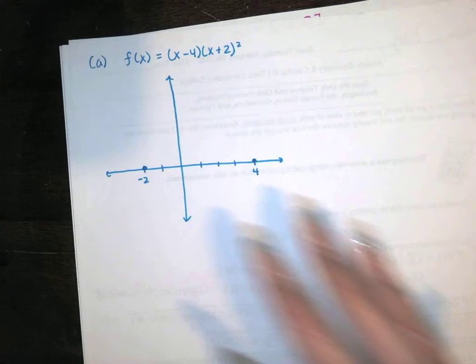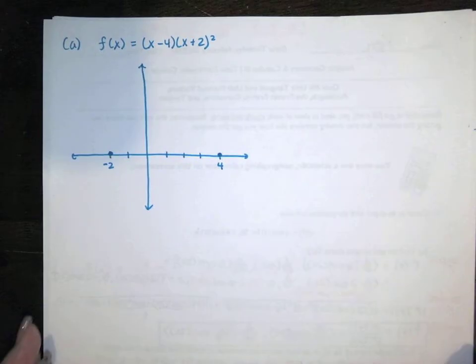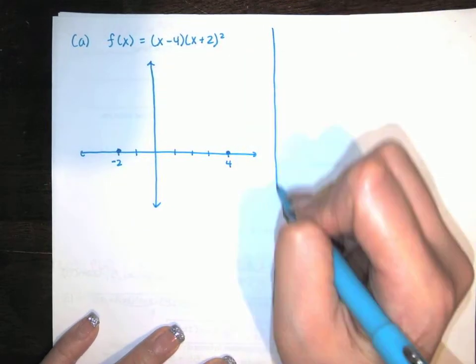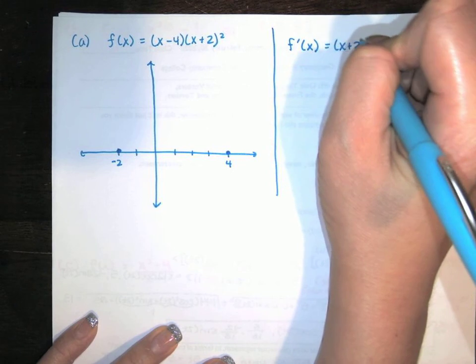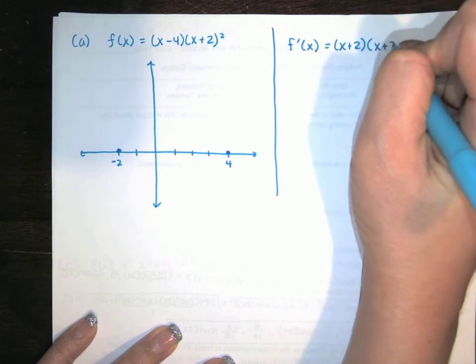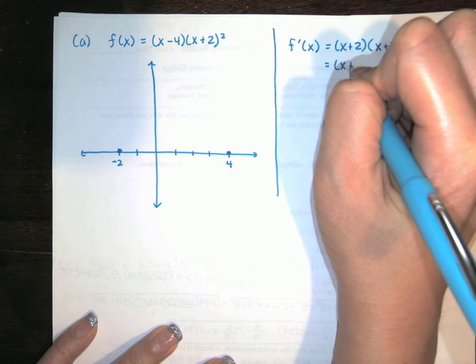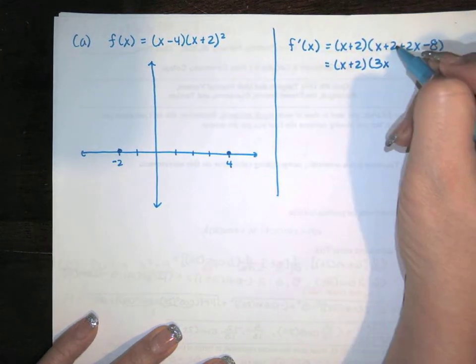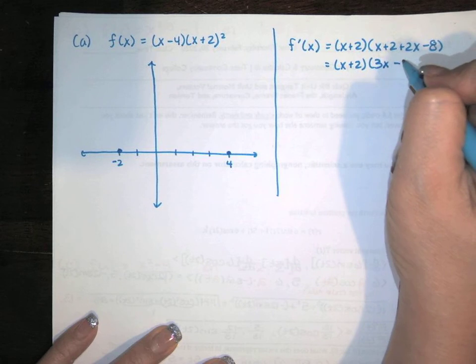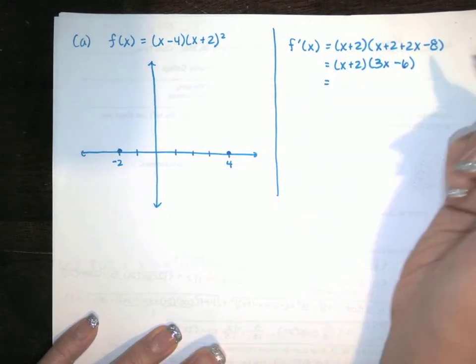And I've got a graph all set up for us. We're going to graph this in a little bit. F prime of x is x plus 2 times the quantity x plus 2 plus 2x minus 8. And let's simplify this. x plus 2x is 3x, and 2 minus 8 is negative 6. Well, I can factor out a 3 from those.